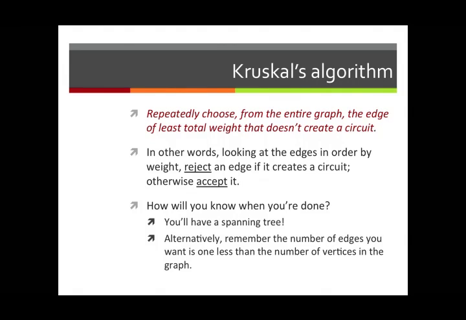Well, you look at the whole graph, and since you haven't chosen anything yet, you choose the edge of least total weight in the entire graph. There's no possibility at this point of creating a circuit. So then you go on and you say, well, what's the next lowest weight? Okay, and you choose that edge too, and on and on and on, always looking at the edge of least total weight. Now, you don't always take it.